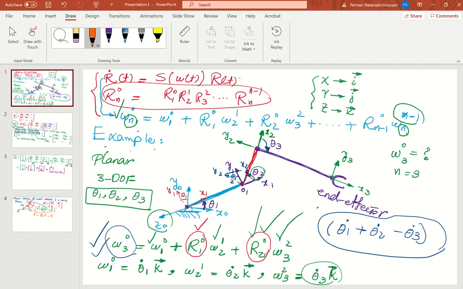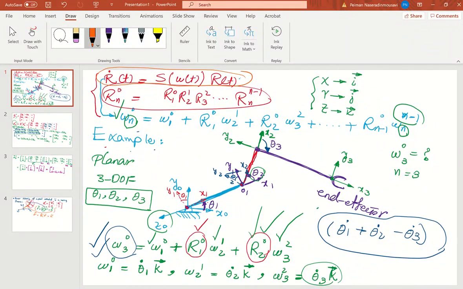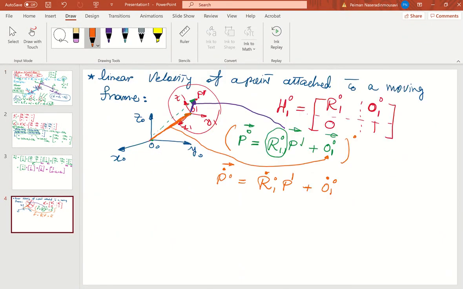See, I taught you this. R dot is S omega t R t. Here we go, I'm just writing here. So this is equal to S omega of t R t, R1 with respect to 0. Here R is this, and P1 plus O dot 1 with respect to 0. Right?